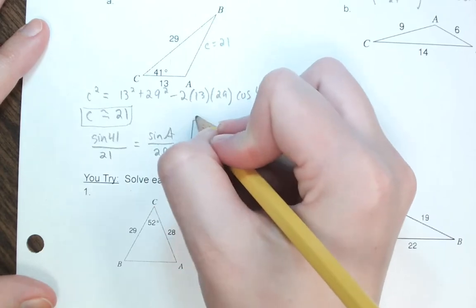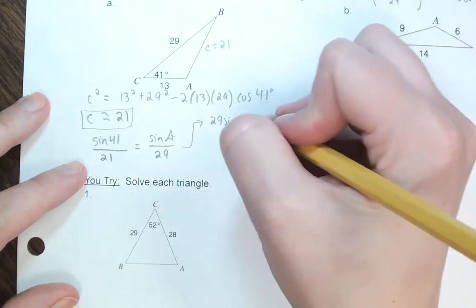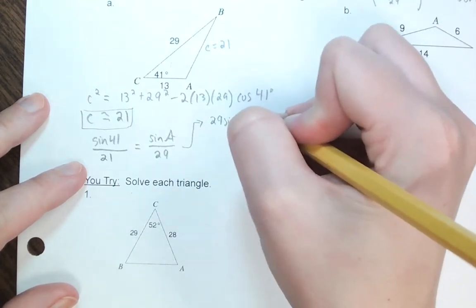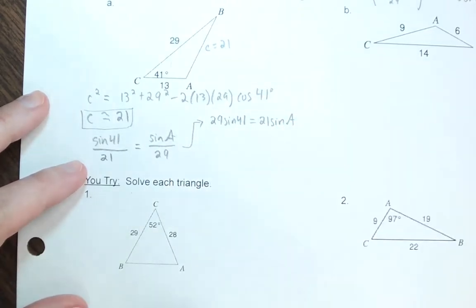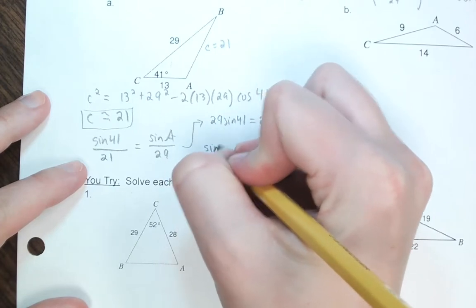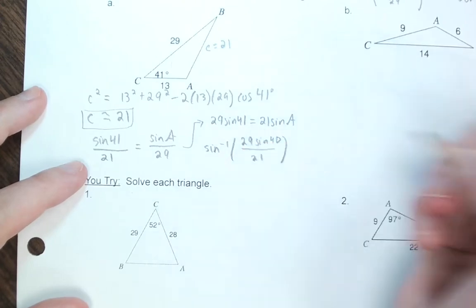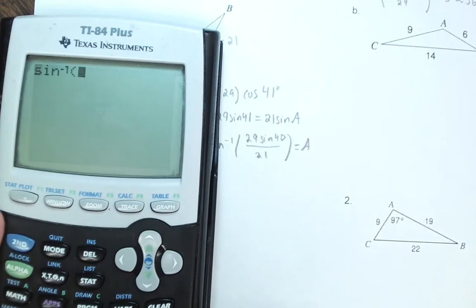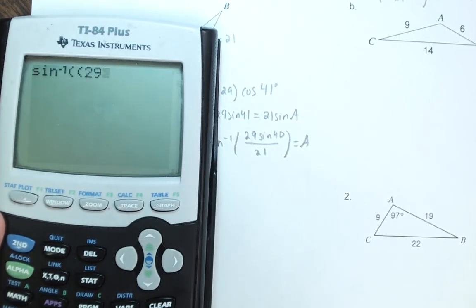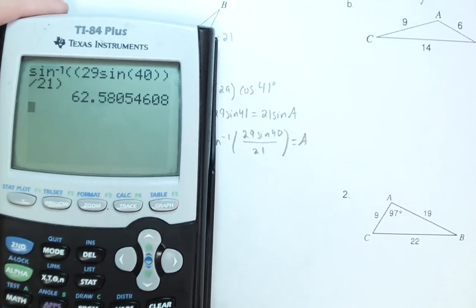So if I do my cross multiplying, sorry, I should have given you more space on this one. What's going to happen is I'm going to divide by 21 on both sides and then take the inverse sine of that. So it's going to become inverse sine of 29 sine 41 over 21. That's what A is going to be equal to. So we'll type that whole thing in. And I get 62.6.